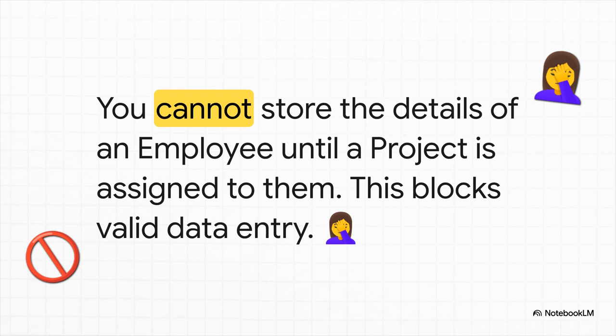Let's say we just hired a new programmer. Awesome. We want to add them to our database. But we can't. Why? Because to add a row, we need a project ID, and they haven't been assigned to a project yet. We are literally blocked from entering perfectly valid information about a new hire, all because another piece of data is missing. The very structure of our table is getting in the way of doing business.